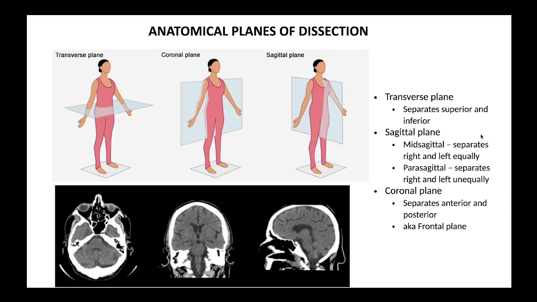So mid-sagittal, for instance, is going to be cutting directly down the midline, separating right and left equally. Then we have parasagittal, which separates both left and right, but unequally. So you can have parasagittal being off to the side here, or parasagittal on the other side there.